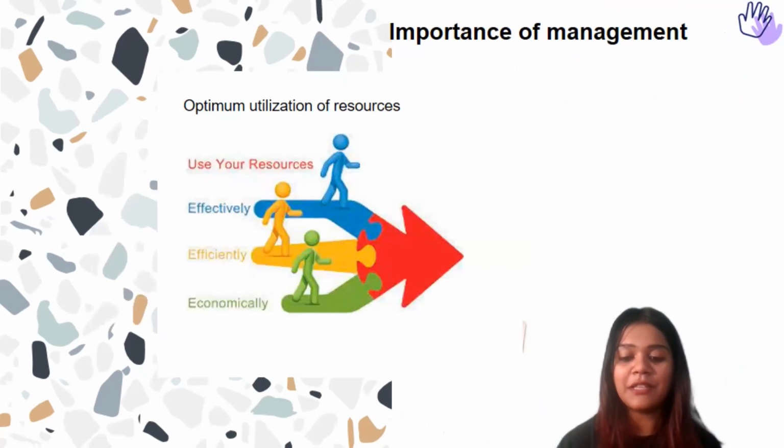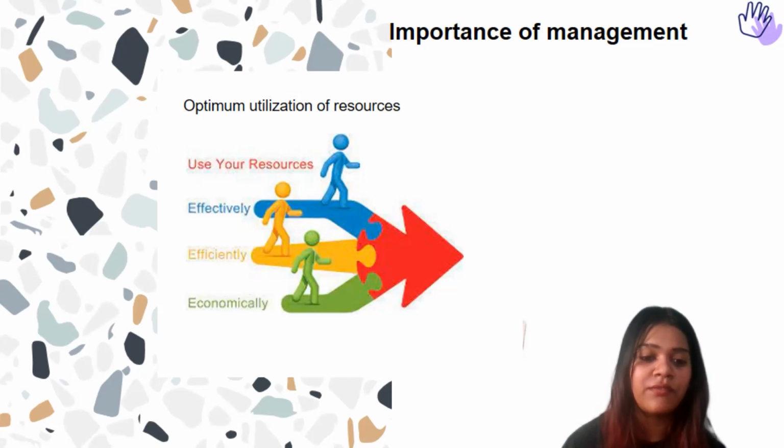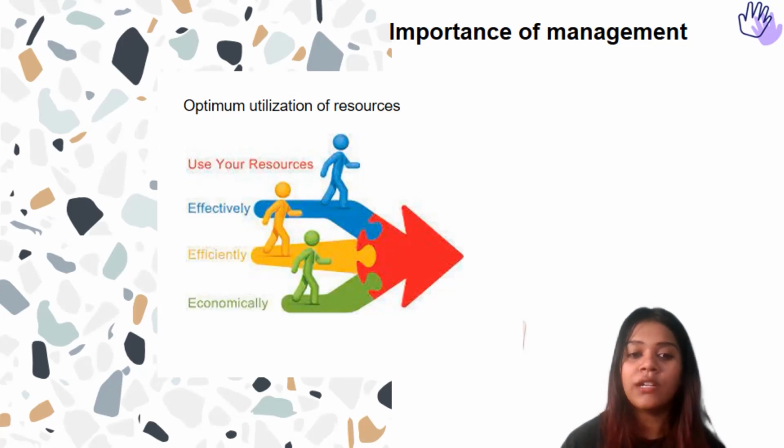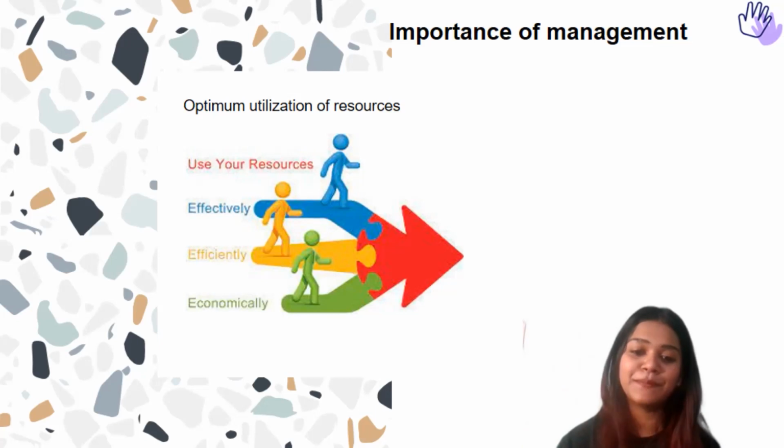Okay, importance of management. The very first one is optimum utilization of resources. You have to keep in mind that you have to use your resources effectively, efficiently, and economically, right? Effectively means on time, efficiently means using fewer resources, and economically means with minimum spending. So management is important because it helps you make optimum utilization of your resources, right?